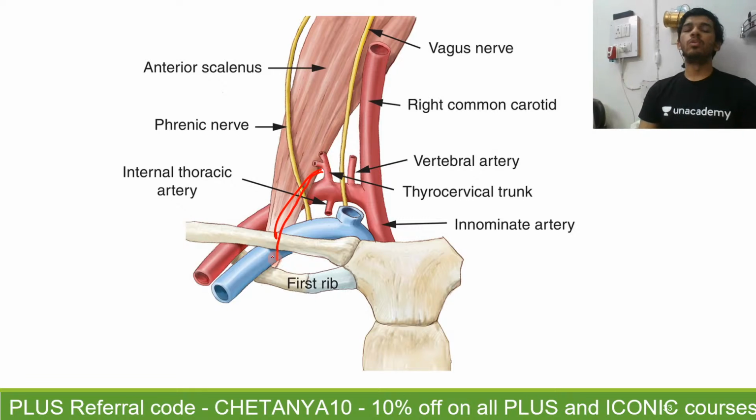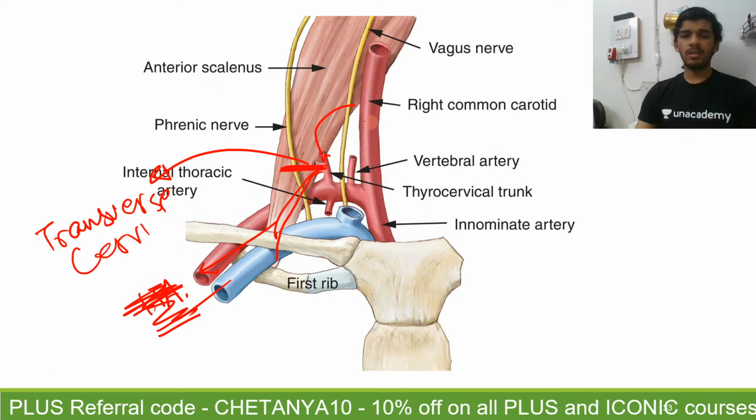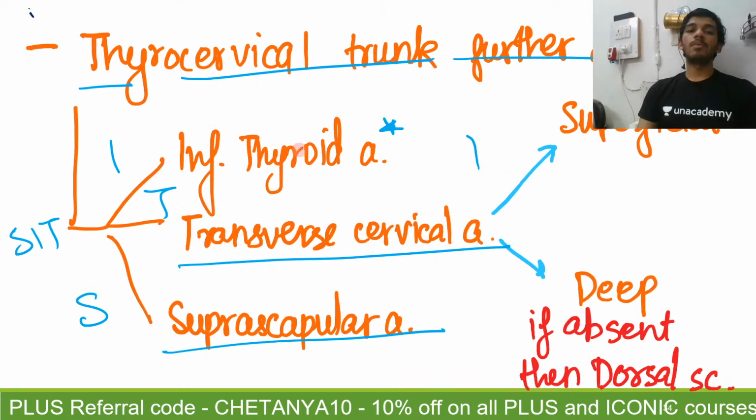An artery that will go downward is known as the inferior thyroid artery. There is an artery that is almost horizontal; that will be the transverse cervical. Oh sorry, this is not the inferior thyroid, the thyroid artery goes upward. What will go down will be the suprascapular artery. That is about the inferior thyroid artery, the transverse cervical artery, and the suprascapular.